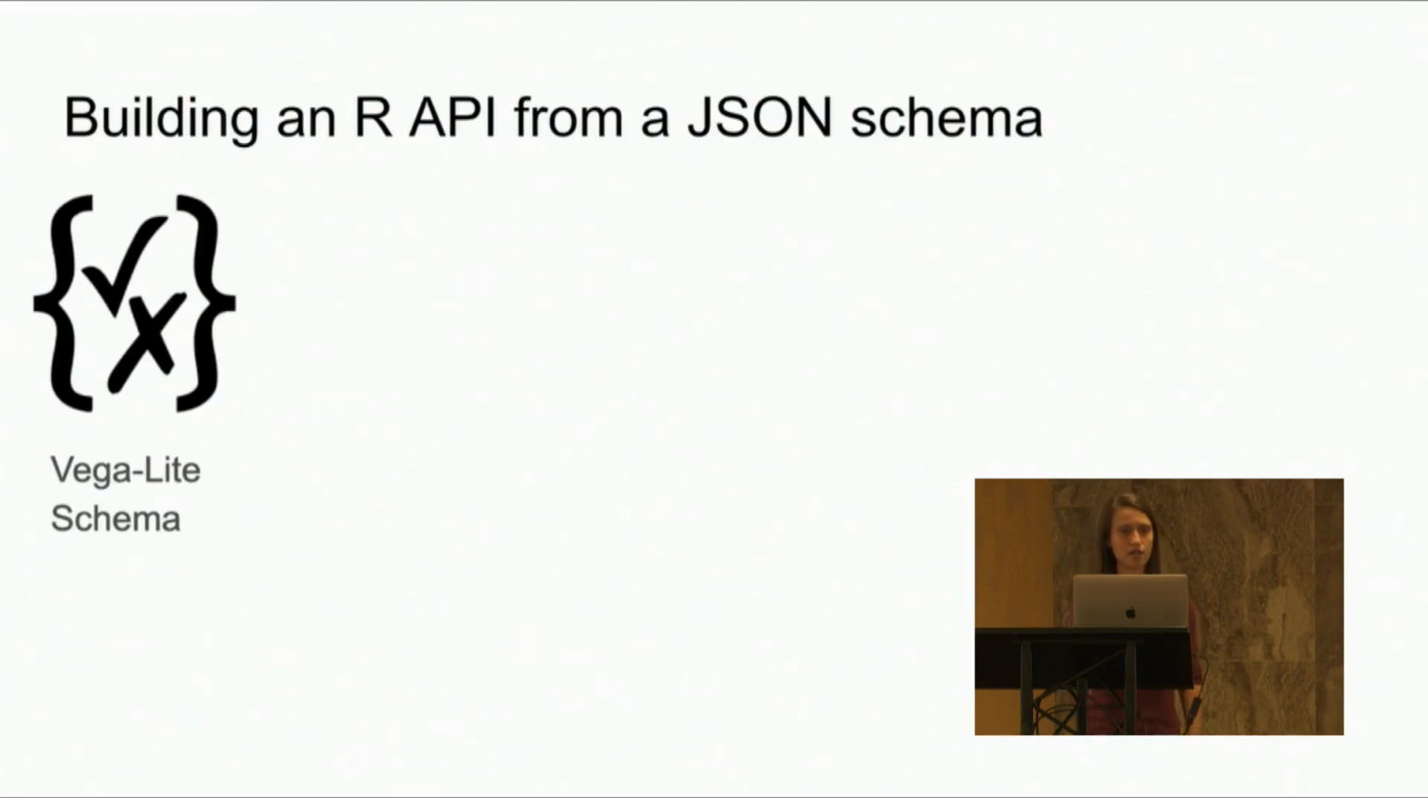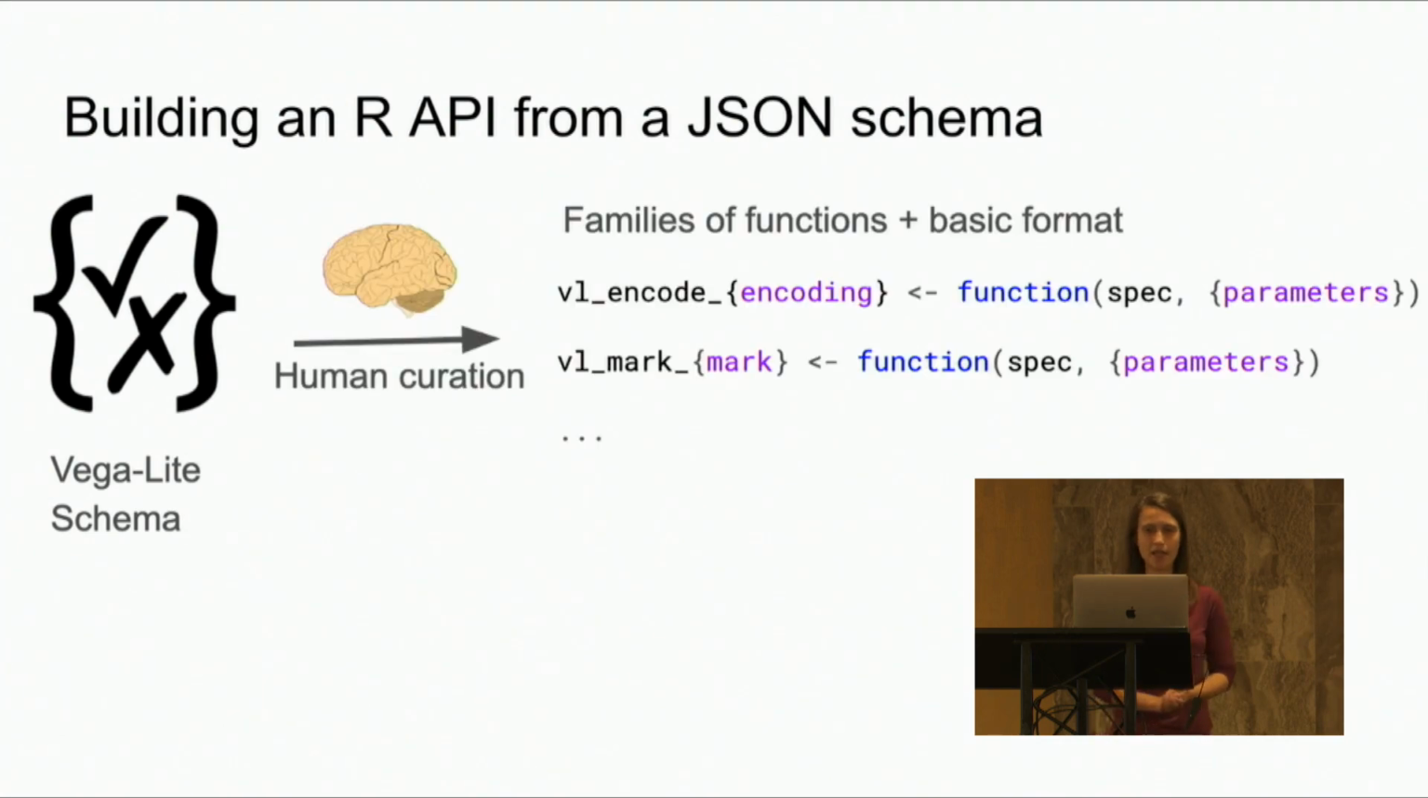And so the approach I took for building an R API from a JSON schema was one of semi-automation. Early on, I thought maybe I'd try to automate it as much as possible. But at some point, making something very generalized and totally automated becomes a very hard problem. And so I tried to strike the right balance between some human curation and some automation.